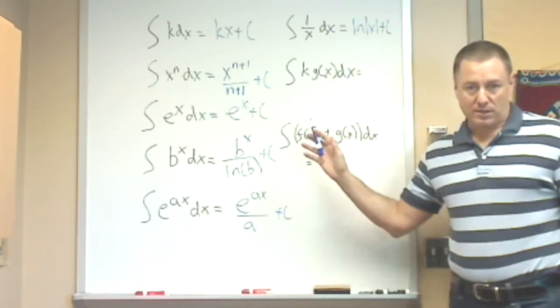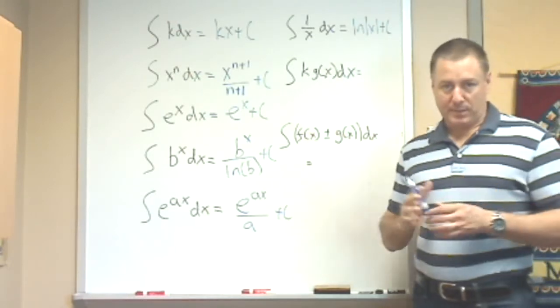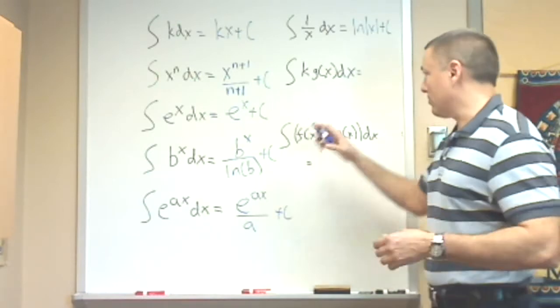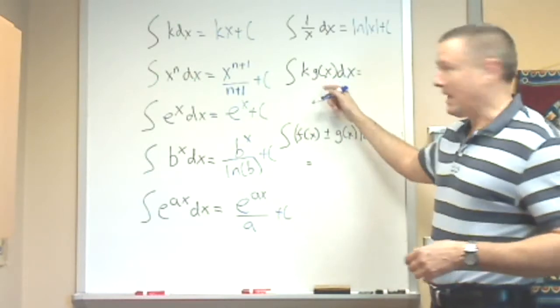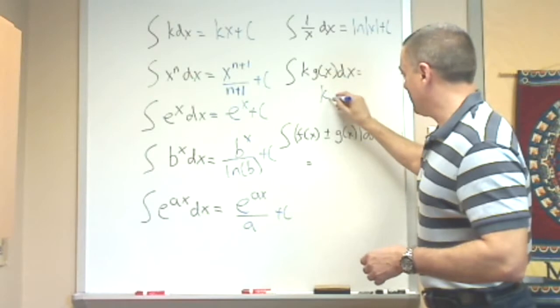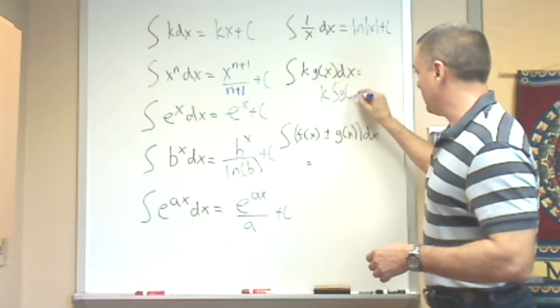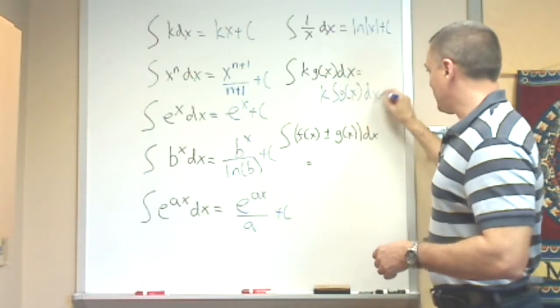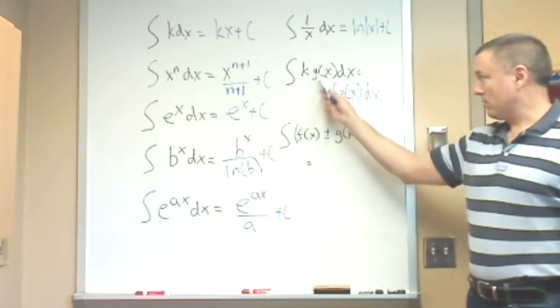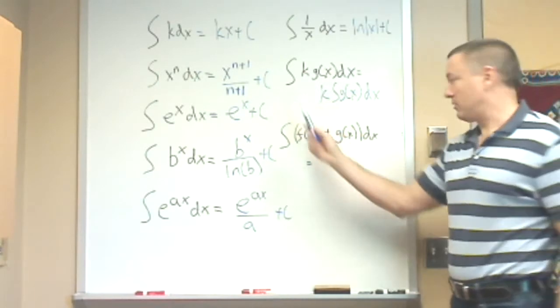The next two are constructive rules. They allow us to kind of manipulate integrals a bit into some of these other forms. A constant times a function of x, we can take the constant out of the integral. So the constant can come outside the integral or back in, depending on our needs on a particular problem.